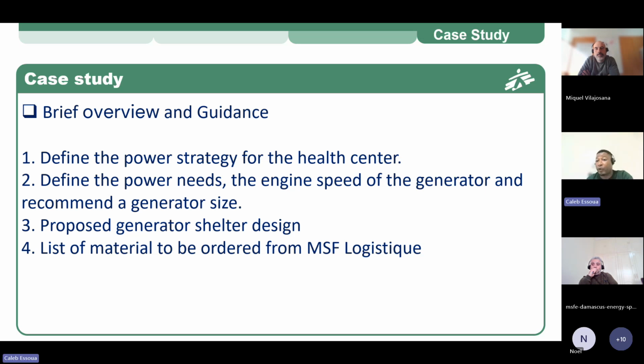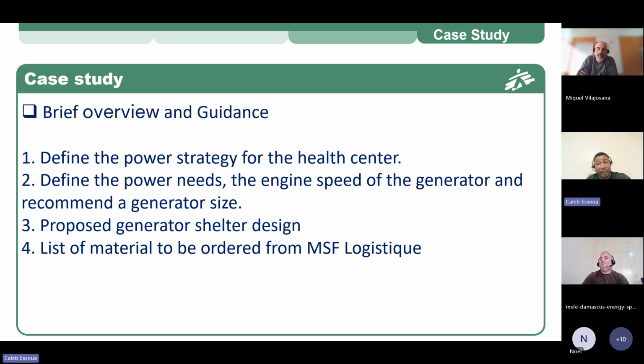So in the case study, there are 4 questions, right, Miguel, if I'm not wrong? Yes. So the first one is define the power strategy for the health center: define the power need, the engine speed, remember what we talked about, the power need, the engine speed of the generator, and then recommend a generator sizing. Based on what we explained and discussed, it can help you when you are doing your sizing, to choose your generator.